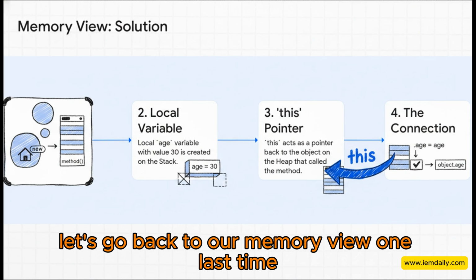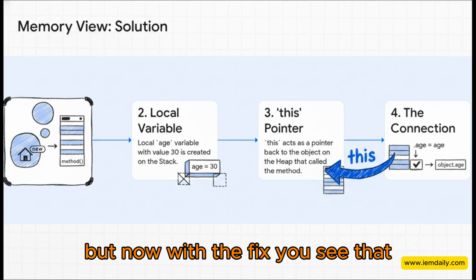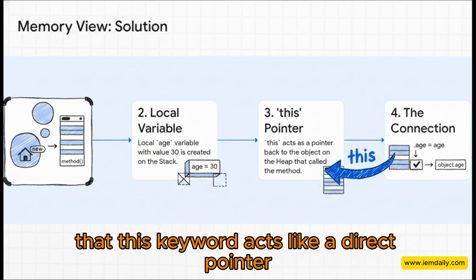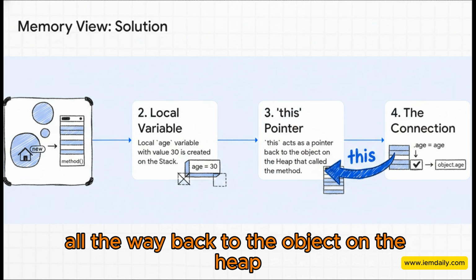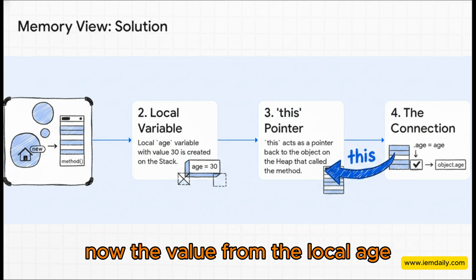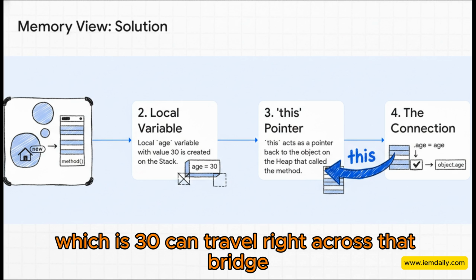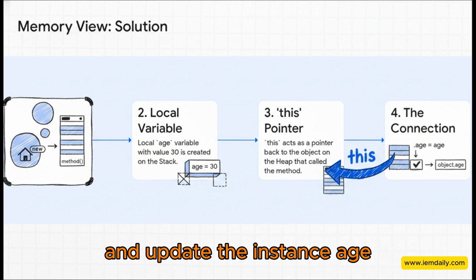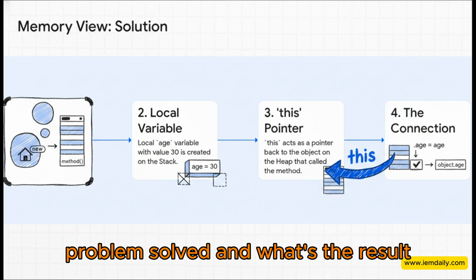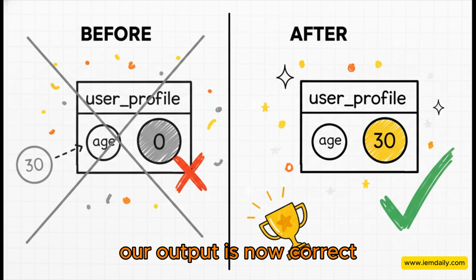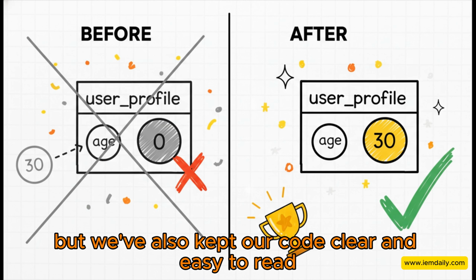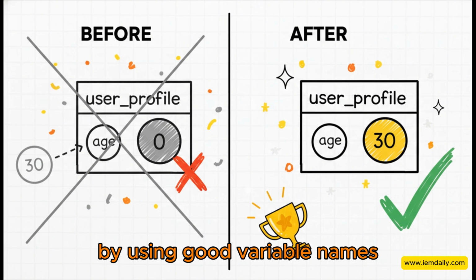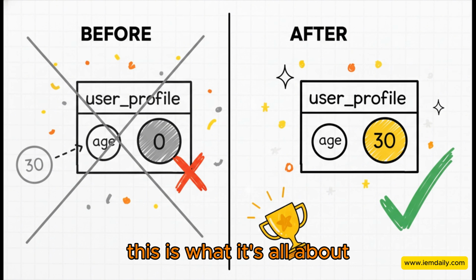Let's go back to our memory view one last time, but now with the fix. You see that? The this keyword acts like a direct pointer, a bridge, from the method on the stack all the way back to the object on the heap. Now, the value from the local age, which is 30, can travel right across that bridge and update the instance age. Problem solved. And what's the result? Our output is now correct. The object's age is 30. We've not only fixed the bug, but we've also kept our code clear and easy to read by using good variable names. This is what it's all about.